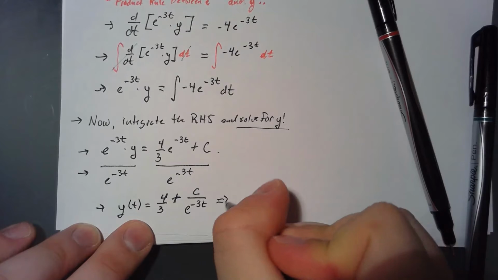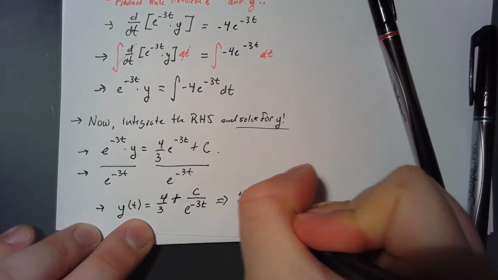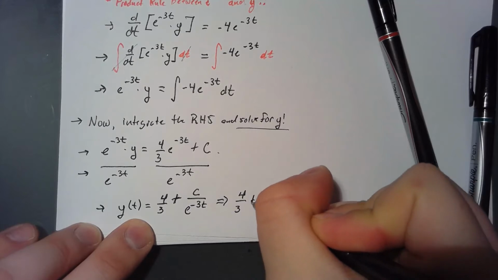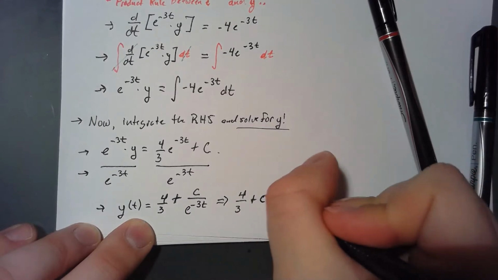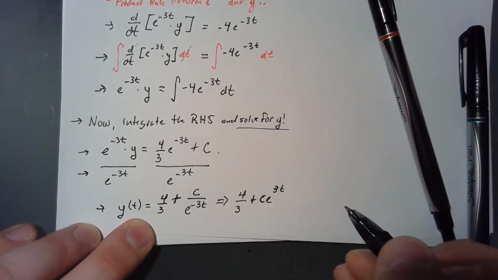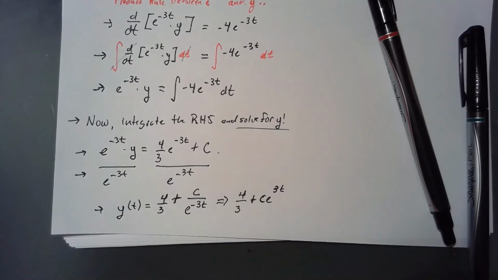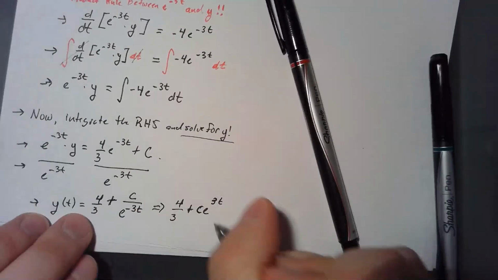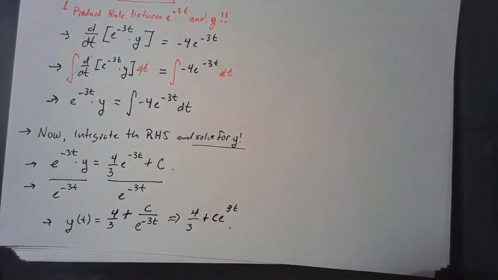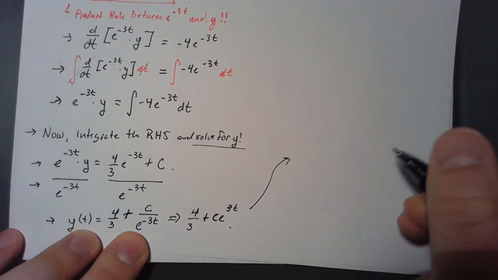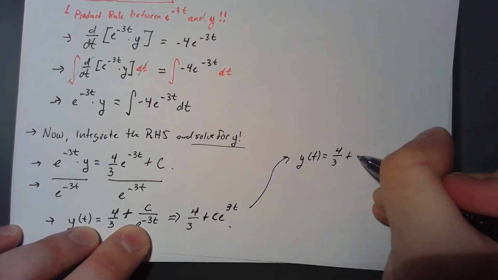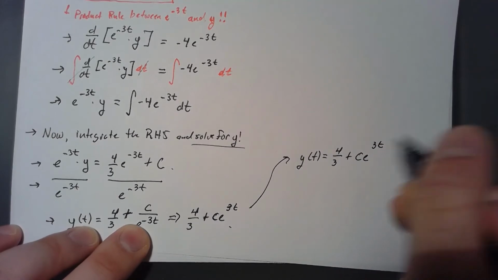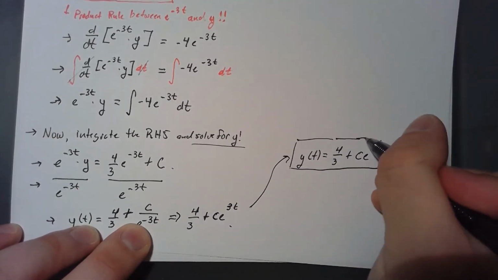And you could rewrite that if you don't like the negative exponent. You could rewrite this as 4/3 plus c times e to the, if you bring this up, make the power positive. So you could write it as 4/3 plus c e to the 3t power. So that right there is the solution to my differential equation.